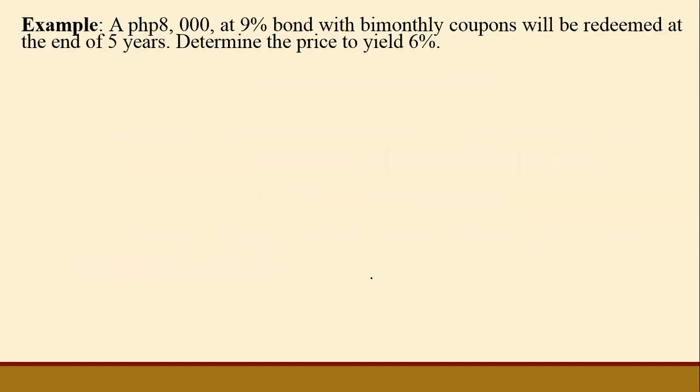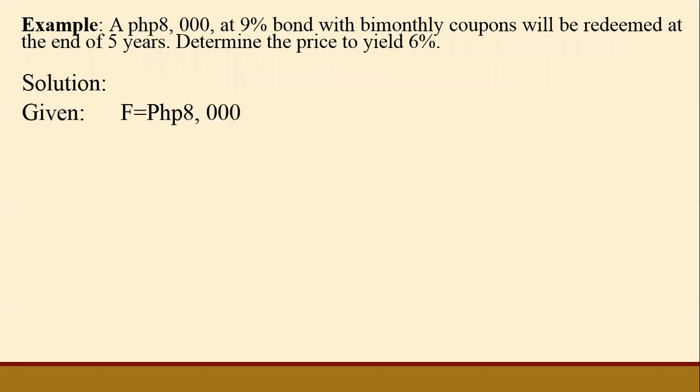Okay, example. An 8,000 pesos at 9% bond with bi-monthly coupons will be redeemed at the end of 5 years. Determine the price to yield 6%.